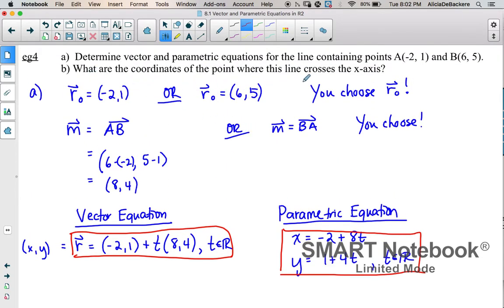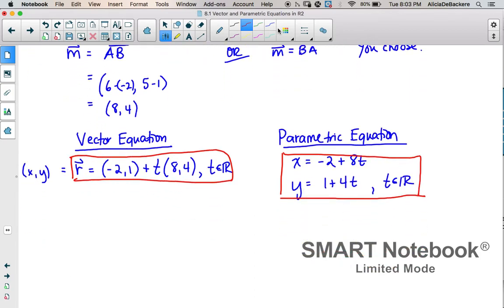All right, so I've got my 2 different equations, and now part B says, what are the coordinates of the point where this line crosses the x-axis? Okay, so if I'm crossing the x-axis, remember I'm in 2 space here.